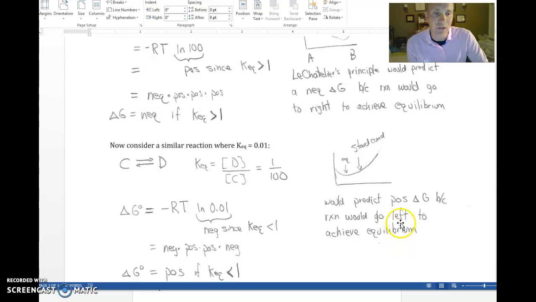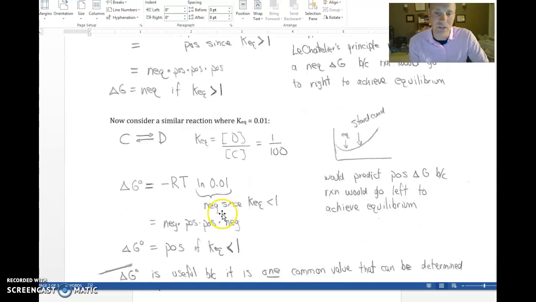And we know that when things want to go towards the left, the way the reaction is written, that would correspond to a positive delta G. So going through just the same mental exercise that we did before, we would have a natural log of 0.01, and since that is less than 1, whenever you take the natural log of a number that's less than 1, it's going to be a negative value. So a negative times a positive times a positive times a negative is going to overall give us a positive number. And this is consistent with what we would have predicted.